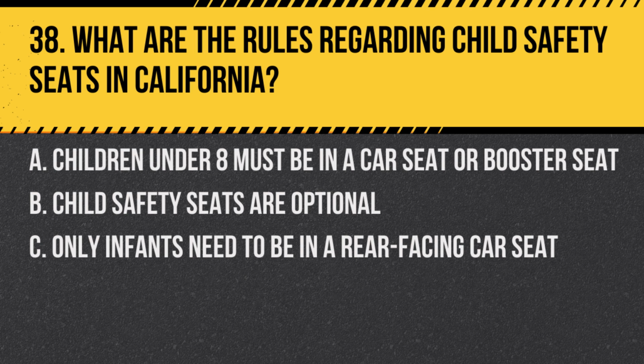Question 38. What are the rules regarding child safety seats in California? A. Children under 8 must be in a car seat or booster seat. B. Child safety seats are optional. C. Only infants need to be in a rear-facing car seat.